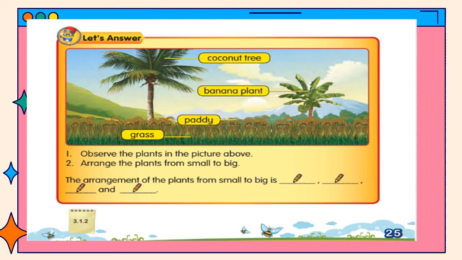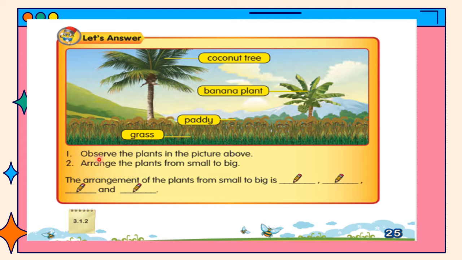Okay, class. When you look at this exercise on page 25, let's try to answer this exercise with me. Look at the picture given in your textbook. Apakah yang awak nampak di dalam buku teks awak? You can see 4 plants, isn't it? Coconut tree, banana plants, paddy, and grass. So try to arrange these plants from small to big. So now let's take a look at the instructions.